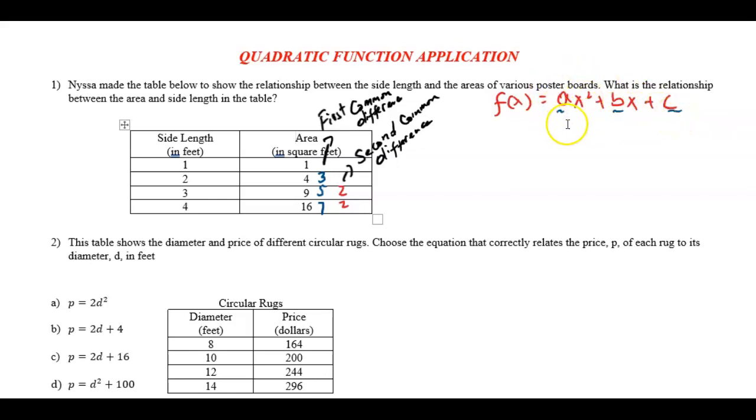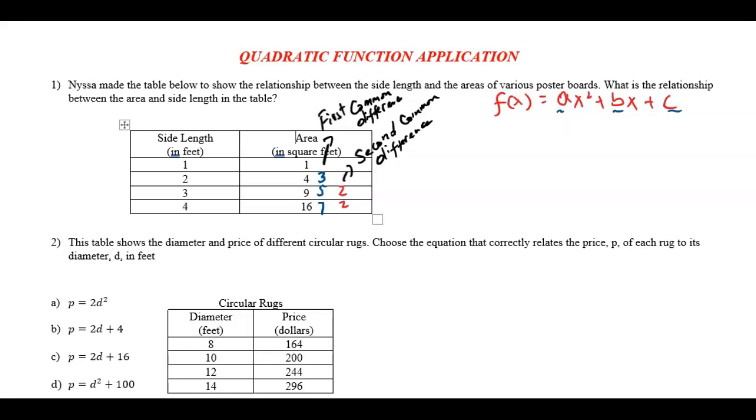So once we find the a value, we check the table. If it doesn't satisfy the table, we look for the b value. Then when we got a and b, we check the table again. If it doesn't satisfy, then we look for the c value. Okay, so let's first find the a value.